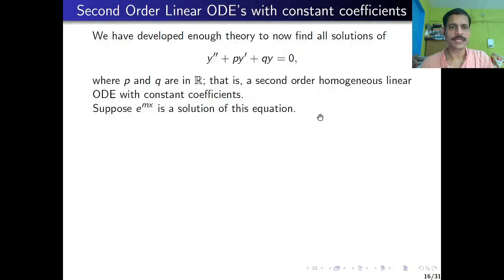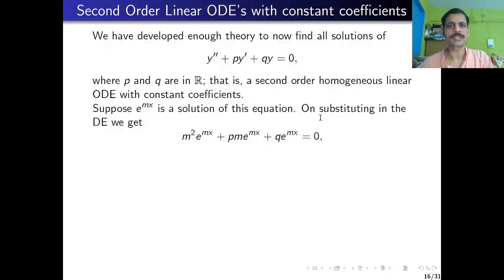Suppose e raised to mx is a solution of this equation. On substituting e raised to mx in place of y in this differential equation, we get the following. The double derivative will give us m square e raised to mx, then we get p times m e raised to mx, and here we will get q e raised to mx equal to 0. That is what is written here.